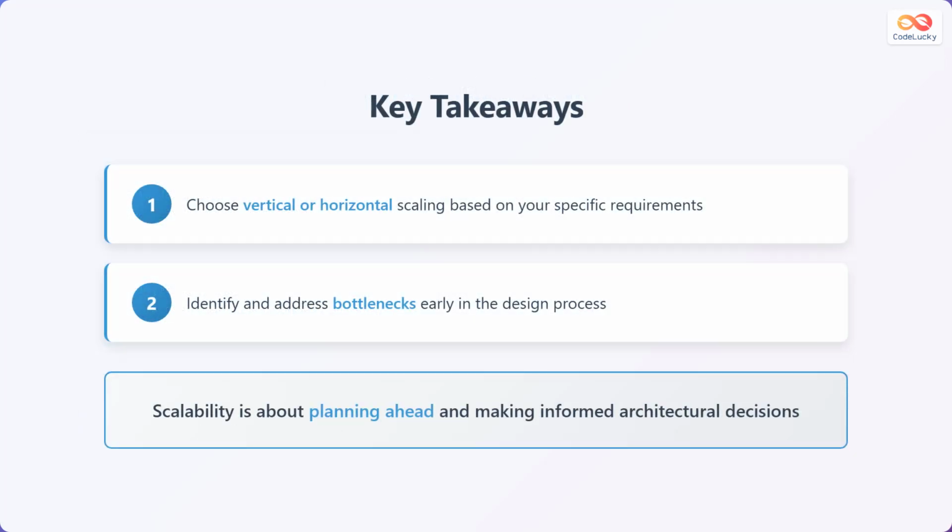Here are the key takeaways from this video. First, choose vertical or horizontal scaling based on your specific requirements. Second, identify and address bottlenecks early in the design process. Remember, scalability is about planning ahead and making informed architectural decisions.